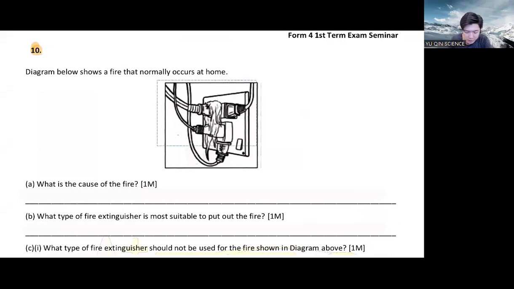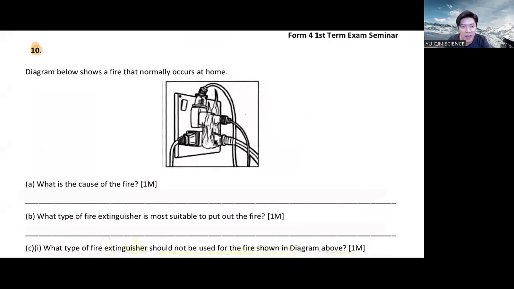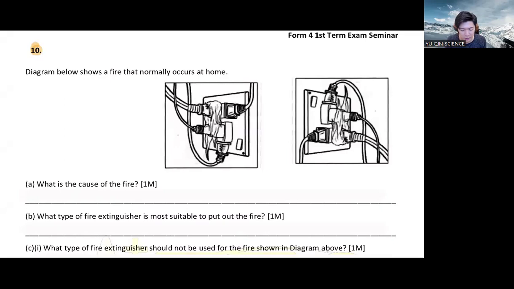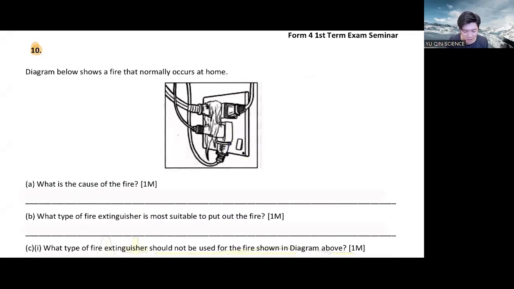And you know what? The picture is a ballet, if you realize. Okay, so this is fire, by the way. It looks like something melting also. Weird, huh? Then the switch is here at the corner. So I'm pretty sure this is the socket.